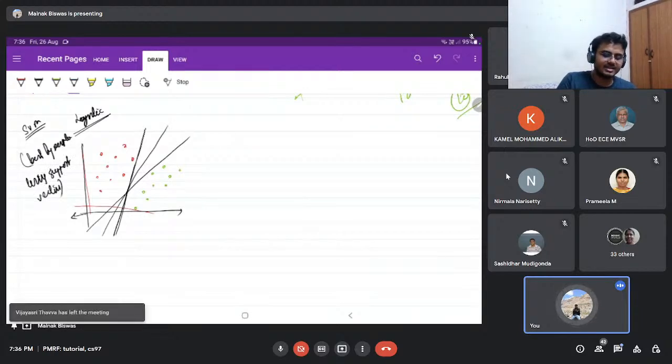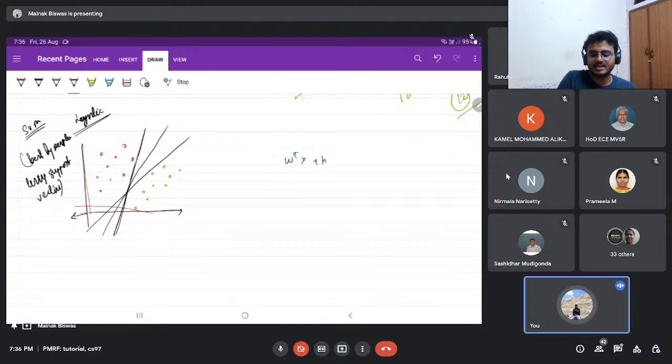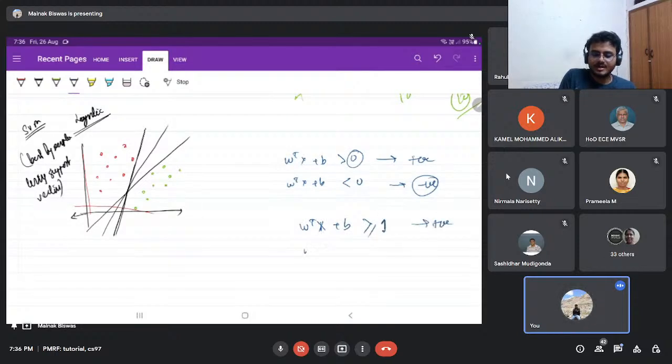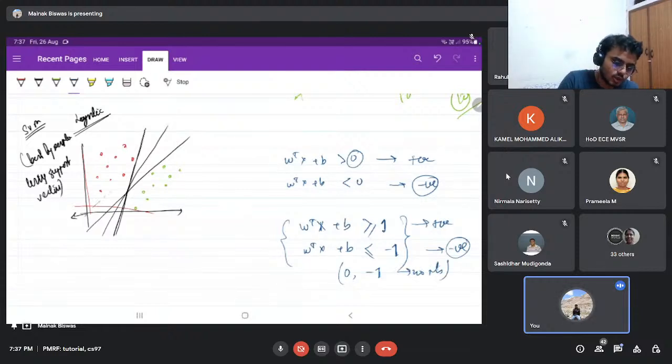You'll have something like this. We were doing something like this, right? W transpose x plus b greater than 0, you were calling positive. W transpose x plus b less than 0, you were calling negative. So instead of 0, if I put 1, then I say positive when W transpose x plus b is greater than 1, and negative when it is less than -1. While classifying, I'll still be classifying around 0, but that's a different story altogether. But I want to impose this constraint: between them, I want no points.